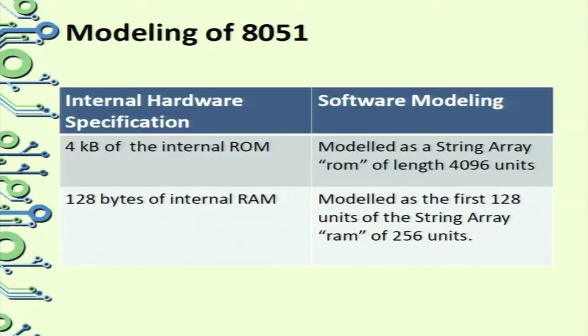Now I would be talking about the modeling of 8051. Firstly, talking about the internal contents of 8051, up to 4 KB of program instruction can be stored in the internal memory of the 8051. The 128 bytes of data memory is directly accessible by the instructions written by the user, out of which 32 bytes are bit addressable by a subset of 8051 instructions.